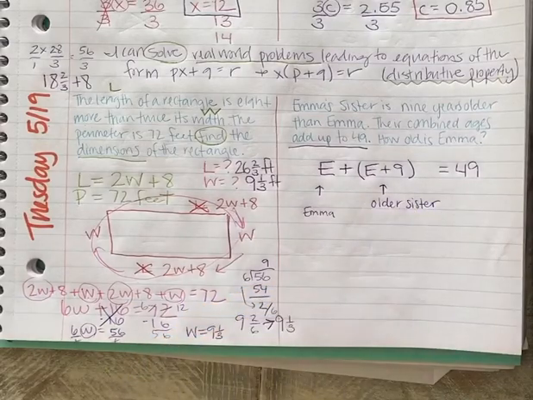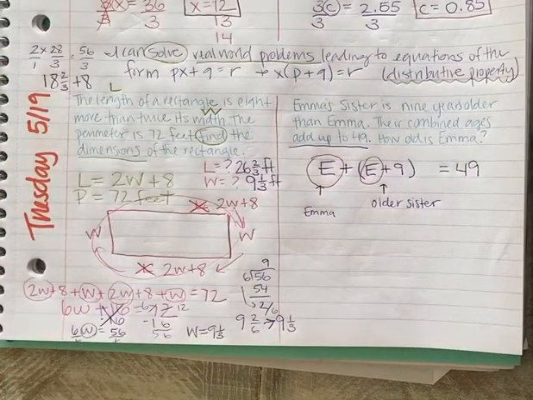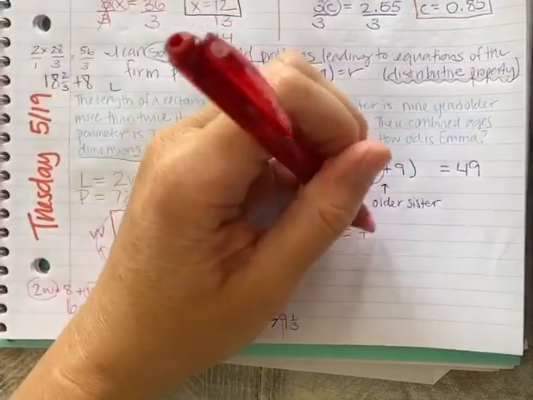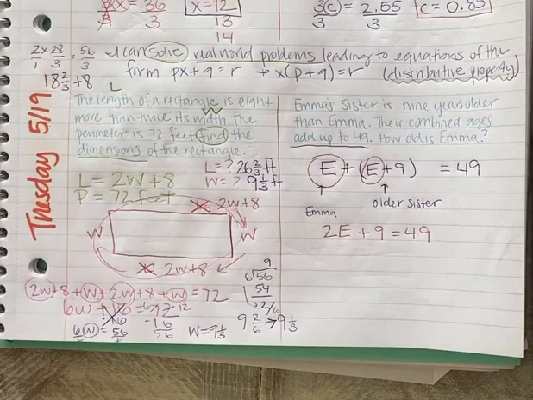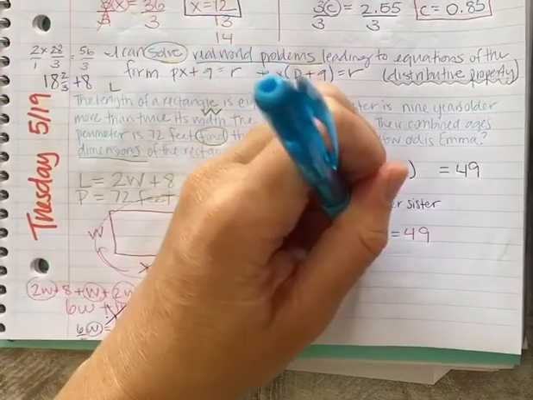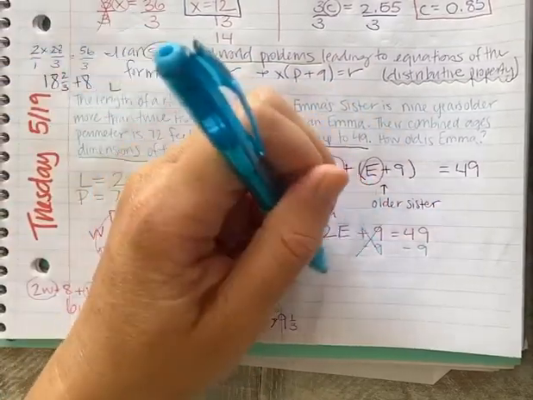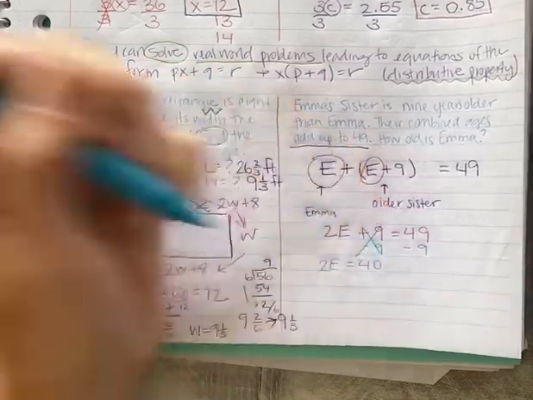So Emma's age, and if her sister is 9 years older than her, then this is her older sister's age, equals 49. Well, can we combine like terms to solve? Yes, we can. How many E's do we have? We have 2 E's. So this is like saying 2E plus 9 equals 49. And from here, we have a two-step equation. So we are going to subtract 9 from both sides. That leaves us with 2E equals 40.